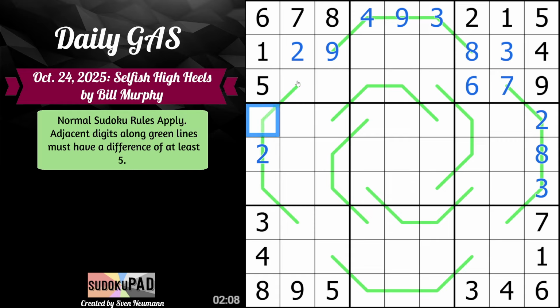Well, here's the thing. Whether or not this is 3 or 4, no matter what, this couldn't be 7, because 7 can at most have 2 or 1 next to it, which means this is forced to be the 9. This is forced to be the 7, and this has to be 1 or 2. Can't be 2, so it must be 1.